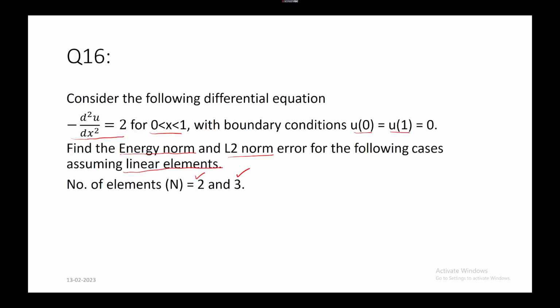This is a numerical question. We are going to try to solve this numerical question step by step. So for this, first of all, can you recall what is the energy term, the energy norm?